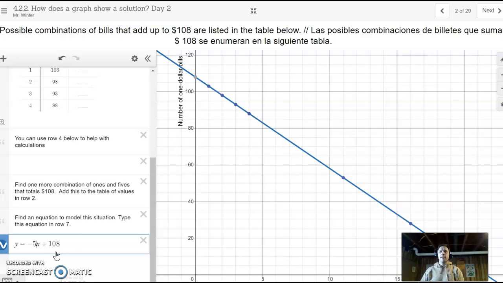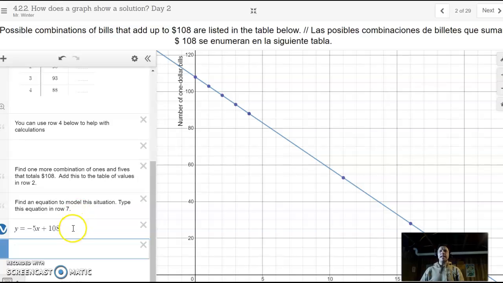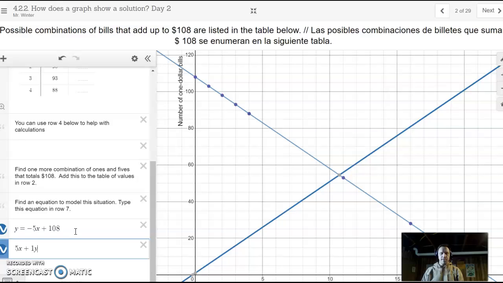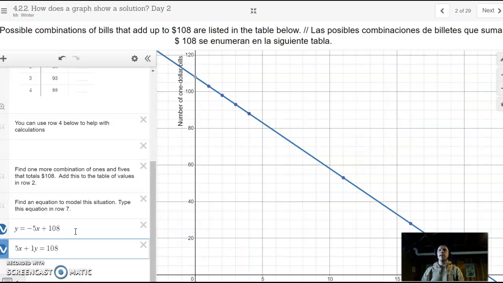Right? And we can think about another way to write this equation would be, I know I need to get to $108. So for every $5 bill, we say 5 times the number in X plus 1 times the number of Y's, which is our $1 bill, has to equal $108.